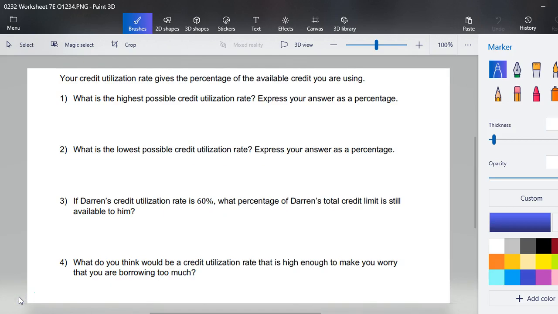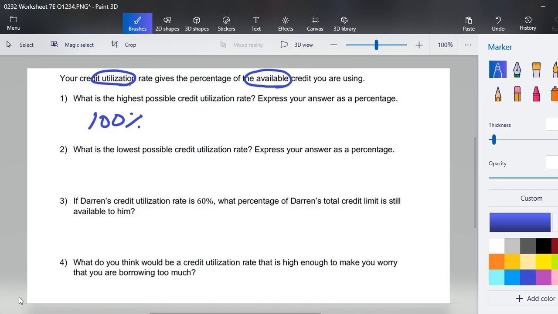So now looking at questions 1 through 4, your credit utilization rate gives the percentage of the available credit that you are using. And even look back at the formula. It's the total of your credit card balances divided by the total of your credit card limits. So what is the highest possible credit utilization rate? Express your answer as a percentage. Well, if you've got a maximum divided by a maximum, that's going to be 1. And 1 written as a percentage is 100%.